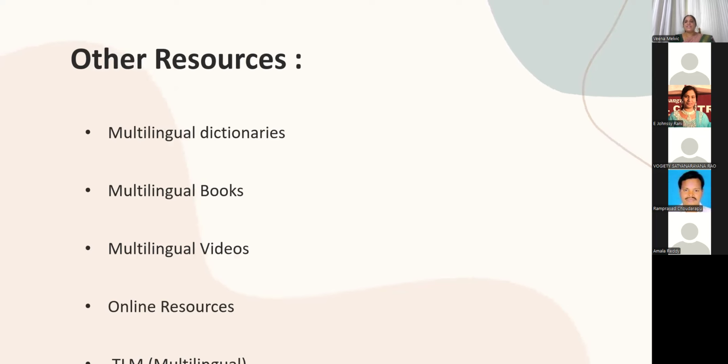And other resources which I used in the classroom are multilingual dictionaries. So I made the students prepare the multilingual dictionaries by themselves. In one phase, I gave that as a project. So they prepared the multilingual dictionaries using their Telugu as well as English. And some students wrote in Hindi as well as English. Also multilingual books, multilingual videos, online resources, and TLM.